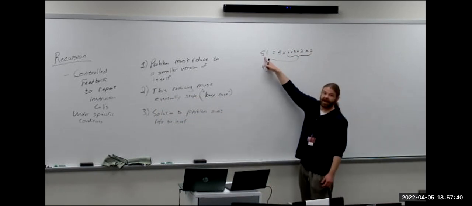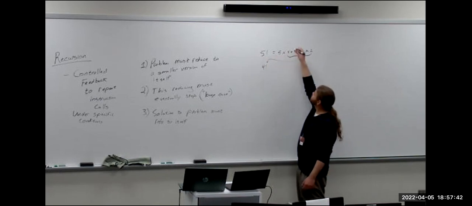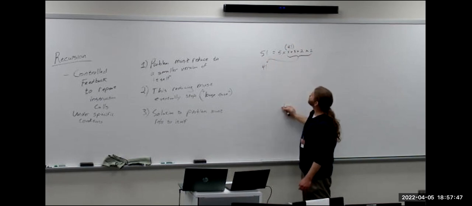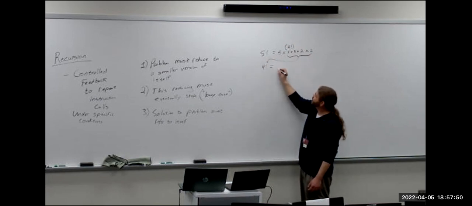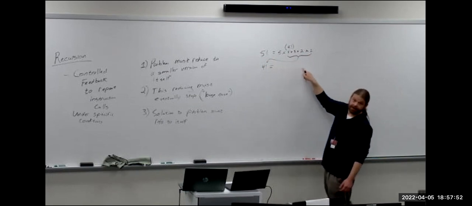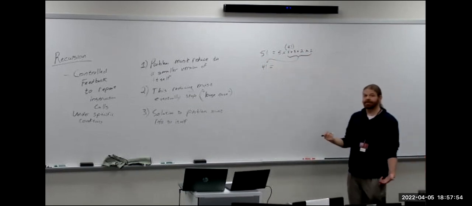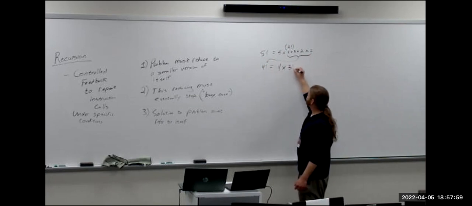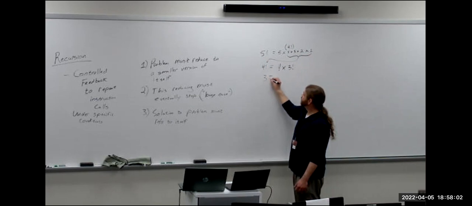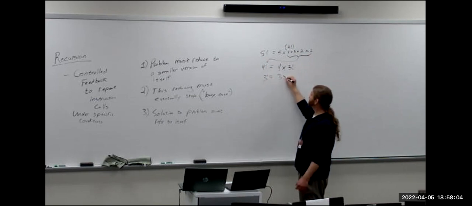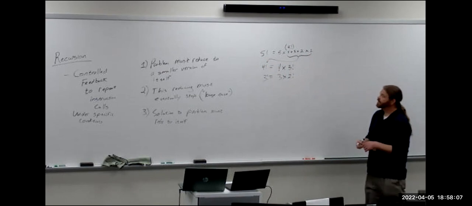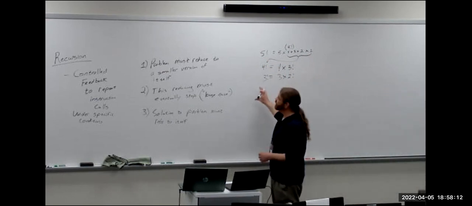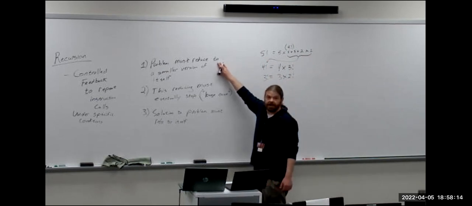So 5 factorial could also be viewed as 5 times 4 factorial. And 4 factorial would do the same thing, 4 times 3 times 2 times 1. But 3 times 2 times 1 is 3 factorial. So we get 4 times 3 factorial. And 3 factorial is, well, 3 times 2 factorial. I think you see where that's going. That's a standard introduction to recursion because it fits our criteria on its own.